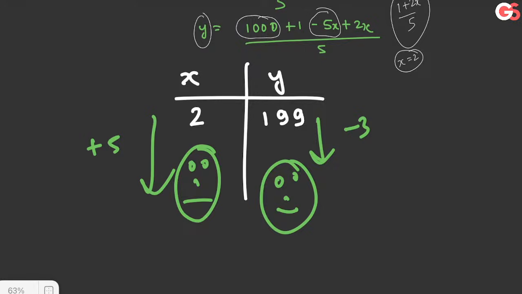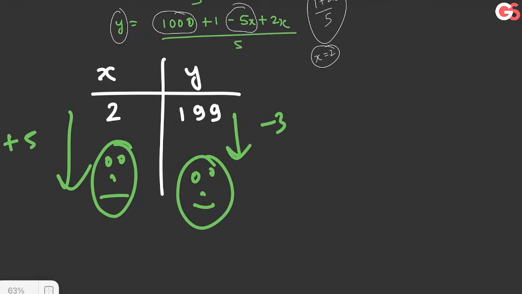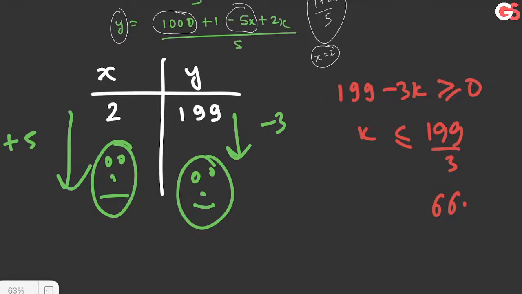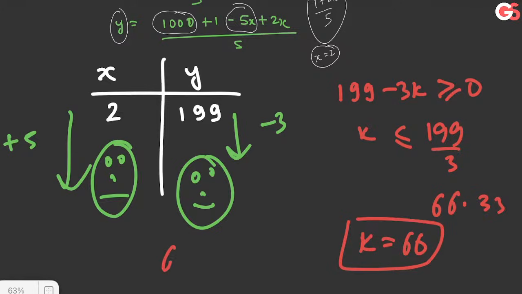Okay, you need to be really cautious. So 199 minus 3k needs to be greater than or equal to 0. That's it. Which means k must be less than or equal to 199 by 3. So what do I get? 3 6s are 18, 3 3s and so on. So k must be 66. Yeah, but the number of solutions is 67. Why? Because this is also counted.